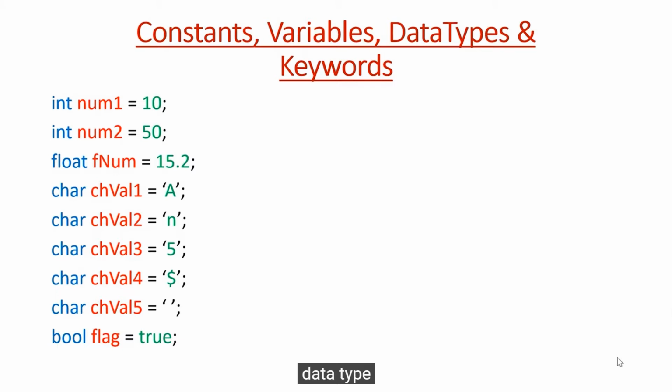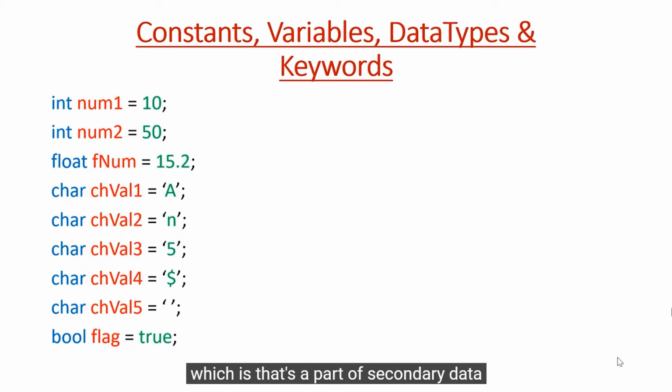So that's a string data type, that's a part of secondary data type. I'll come up with this topic later. Secondary data types are created with the help of primitive data types. Primitive data type means int, float, char, bool. These all are primitive data types. So that's why those data types are kept in secondary data type. I will come up with this topic in the upcoming videos.